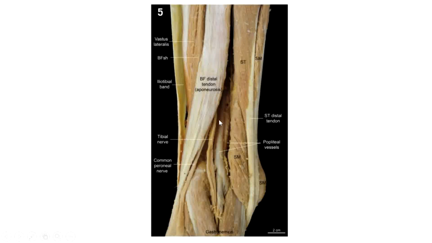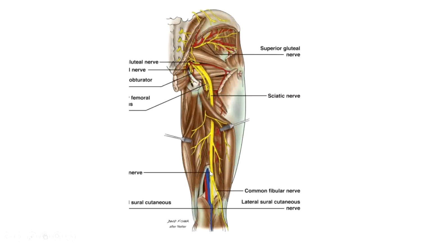Here we can see the sciatic nerve in the popliteal fossa. This is diamond-shaped popliteal fossa, which is bounded medially by semitendinosus, semimembranosus, laterally by biceps femoris. Here we have medial and lateral head of gastrocnemius. So when we reflect these muscles, that is biceps and semimembranosus and semitendinosus, we can see the sciatic nerve.